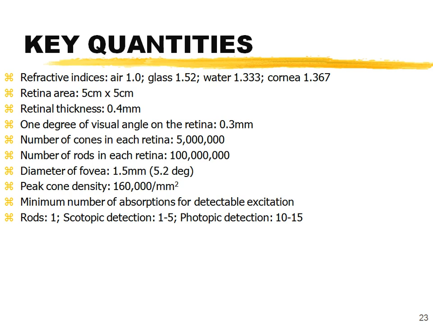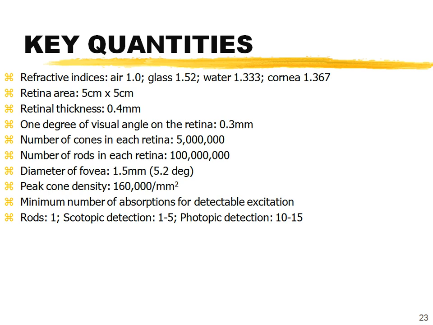All right, what else? Some basic things. Your retinal area generally is about 5 centimeter by 5 centimeter. The thickness of your retina is about 0.4 millimeters, fairly thin. 1 degree of visual field on your retina is going to be about 0.3 millimeters. You normally stretch your hand out and put your finger up. That's generally about 1 degree visual field. The finger is going to project onto about 0.3 millimeters of your retina.